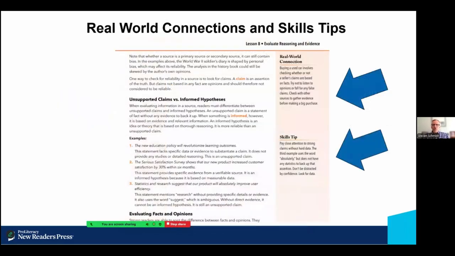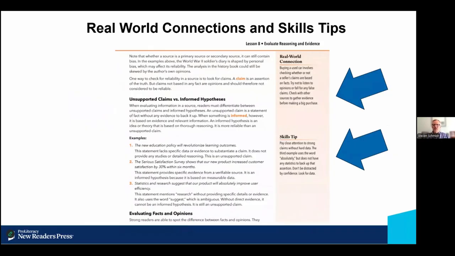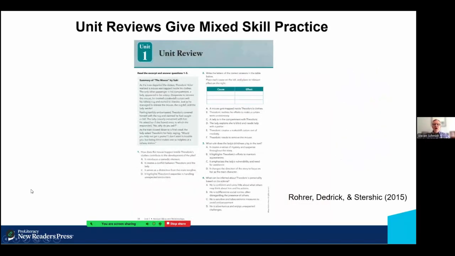There's also connections to the real world. We're always trying to do things to make what we're learning relevant. And there are plenty of those real world connections, as well as skill tips to help as we're learning various reading or writing or math skills to pick up some skill learning as we're going through the various lessons.